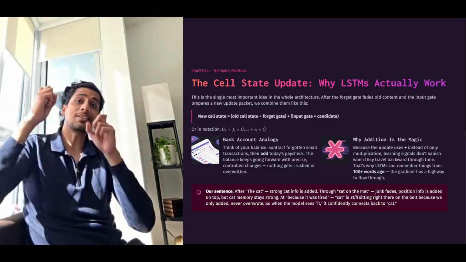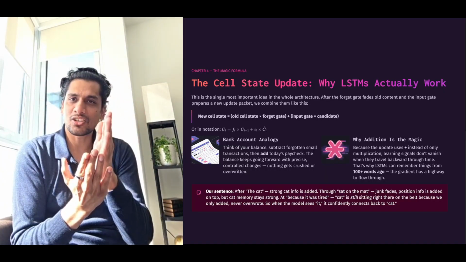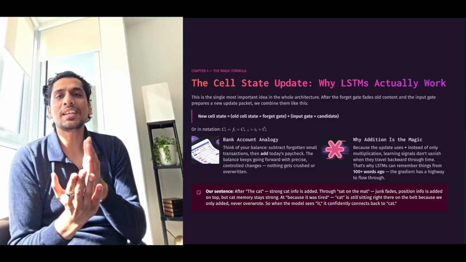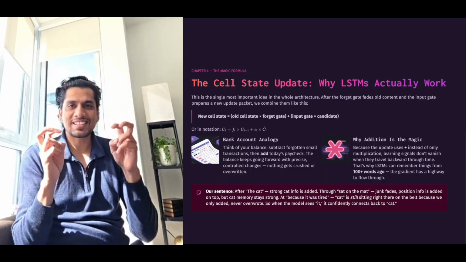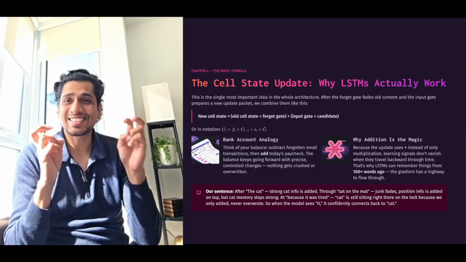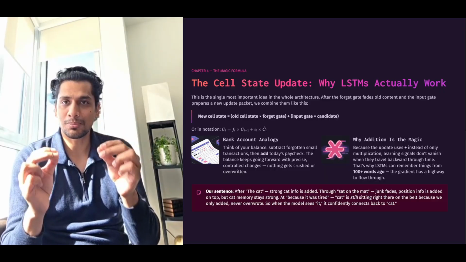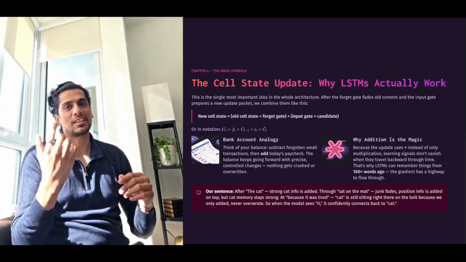So the early cat word that it had captured is still sitting there strong because we only added, we didn't override. So when the model sees it finally, it knows that cat is still the main thing on the belt and it's not mat. That's how the cell state gets updated.